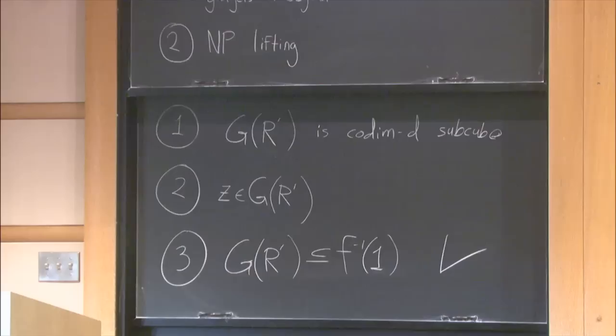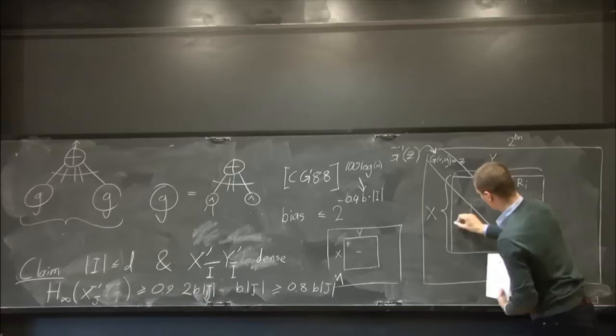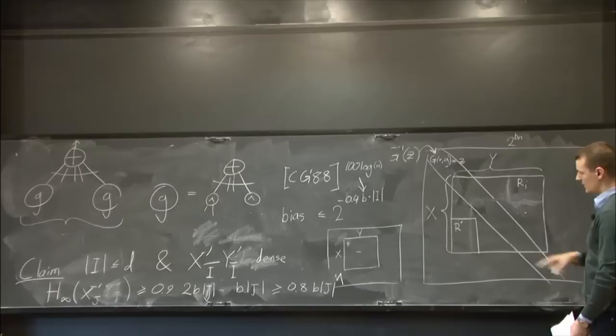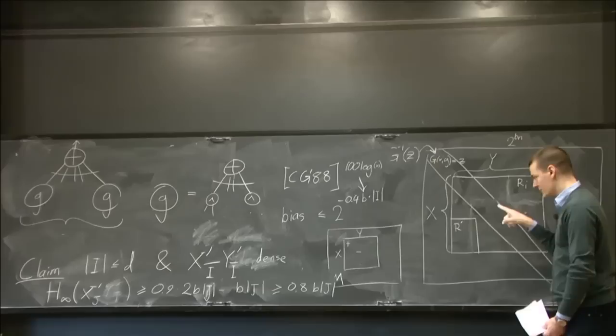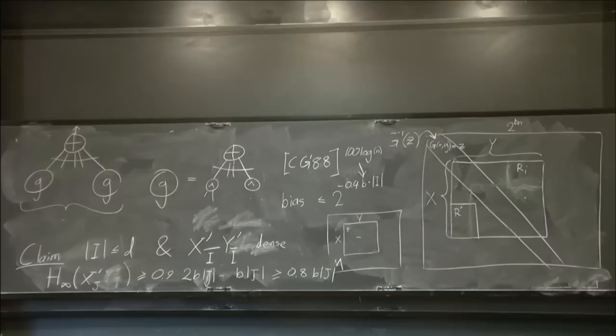But now if I run this argument, did this restriction, well, what if after I restrict x and y, what I get is a rectangle like this. So now it misses this fiber. I mean, its image is a subcube, but it doesn't contain this z. So this is the final subtlety you need to address. And yeah, I'm just going to do kind of proof by picture.